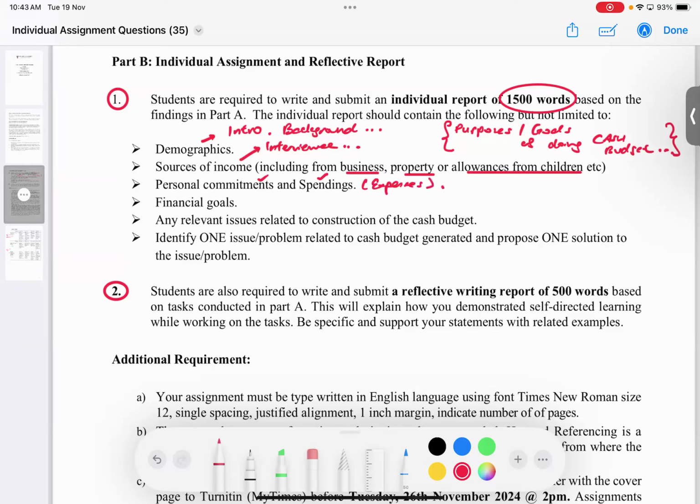Okay, then remember, in this part 1, you need to insert your cash flow budget as well. The cash flow budget table. You insert it somewhere here in part 1, to show the cash inflow and cash outflow. Then you can talk about this person's financial goals.